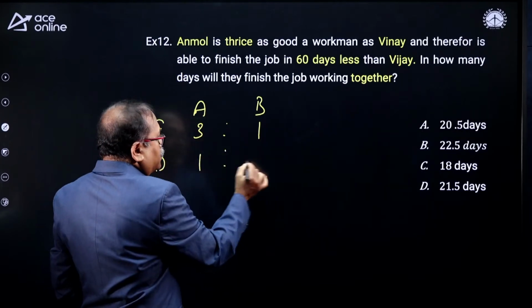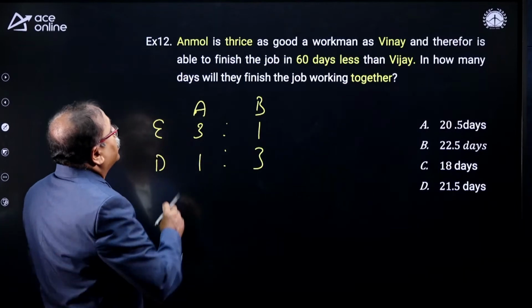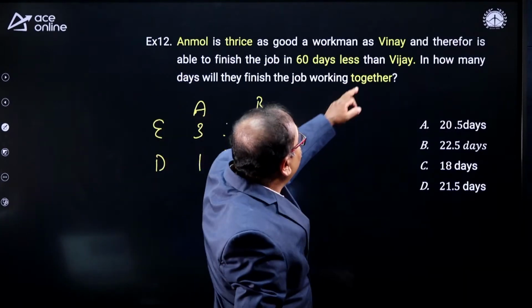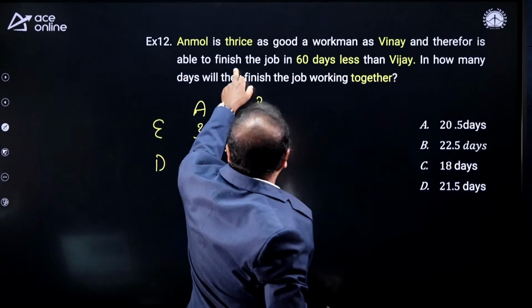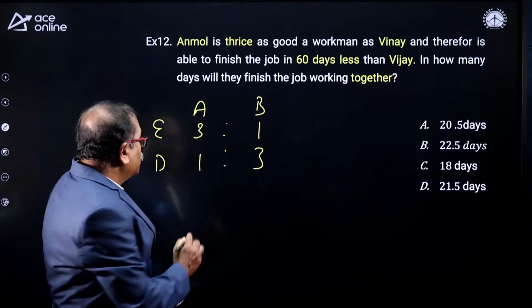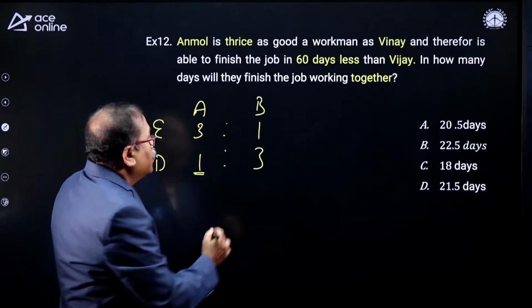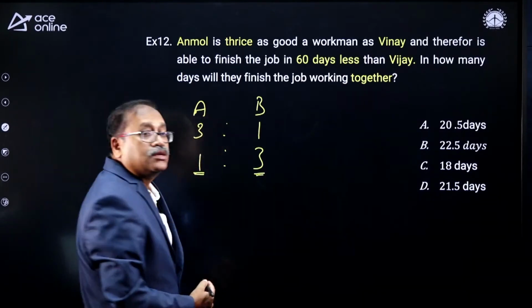So here I get this days ratio 1:3. And one thing I know is that Vinay is able to finish the work 60 days less than Vijay. So what is the number of days? A takes 1 part, number of days B takes 3 parts.